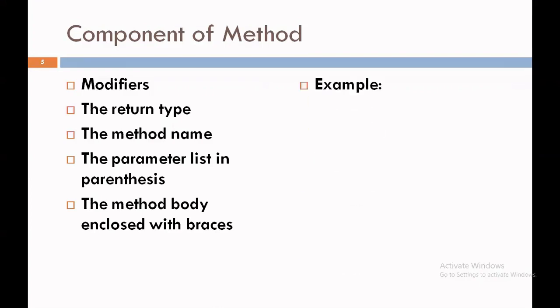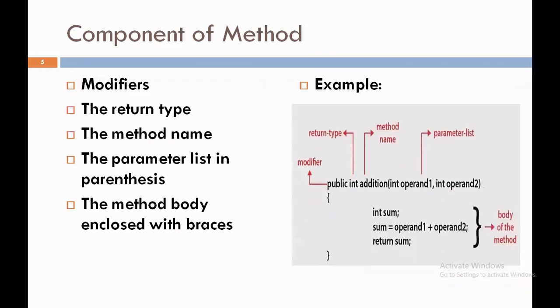Let's see one example of the components of a method. This is the example, and this is the method which performs the particular task, and the task is addition of two numbers.